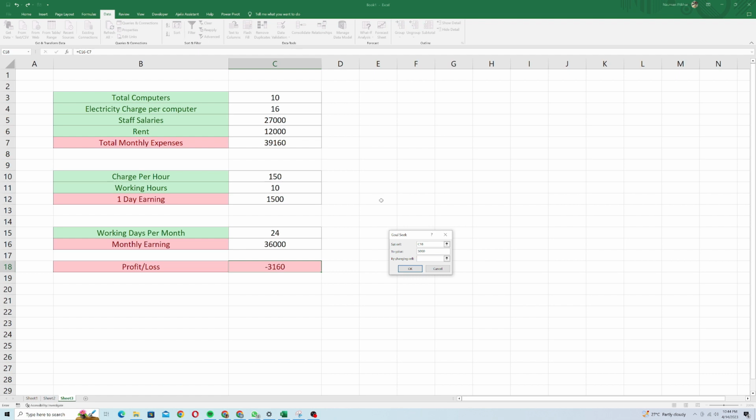Now let's try to change some other values to see how we can achieve this profit of 5,000. If I want to reduce my rent to a certain amount to achieve 5,000 monthly profit, I will click on rent and click on OK. Now you see that our rent must be reduced to 3,840 to achieve the profit of 5,000. So I hope you understood the goal seek function.